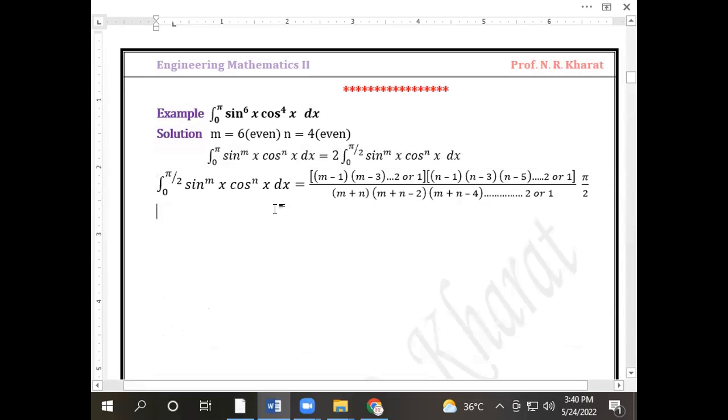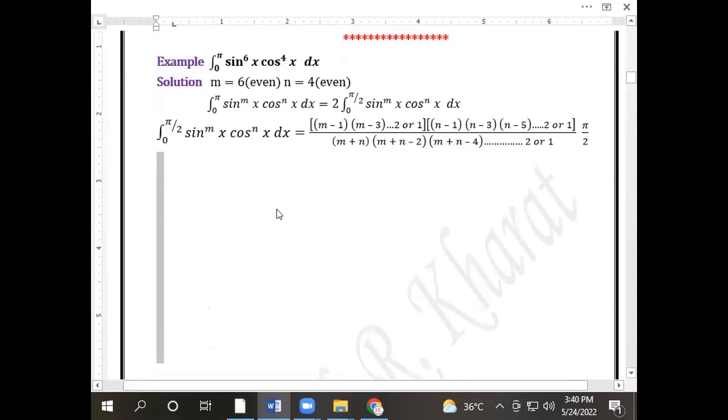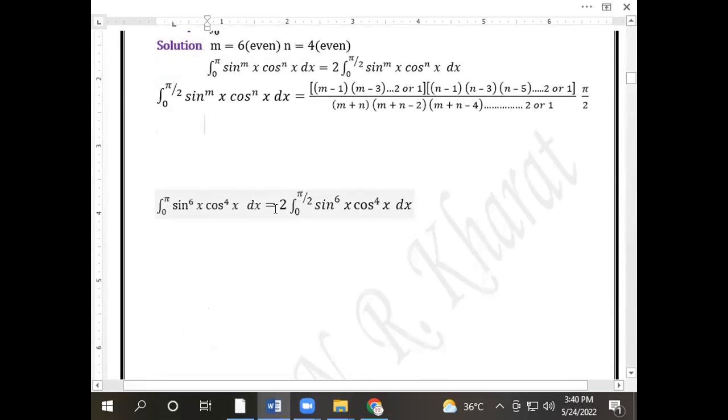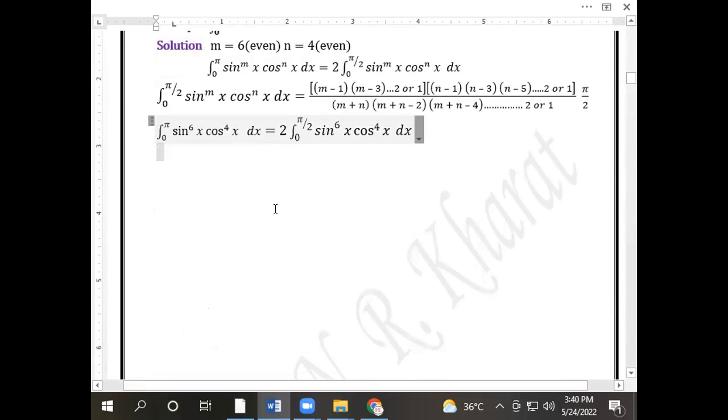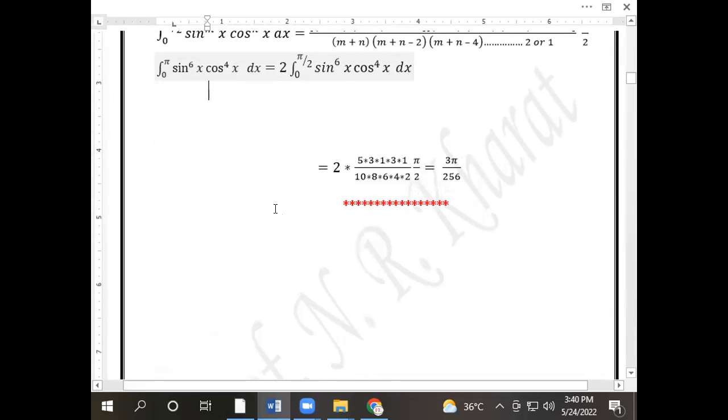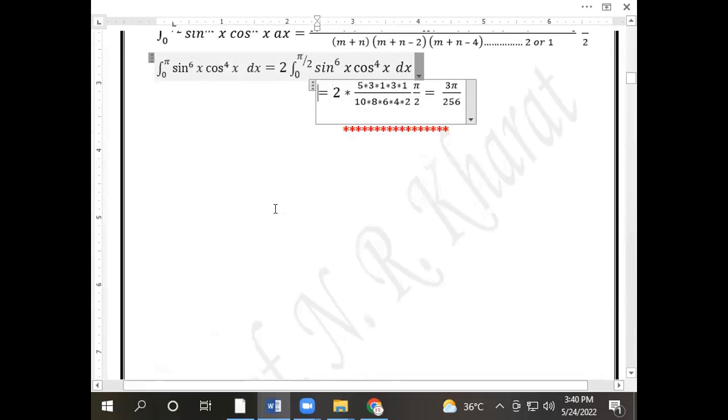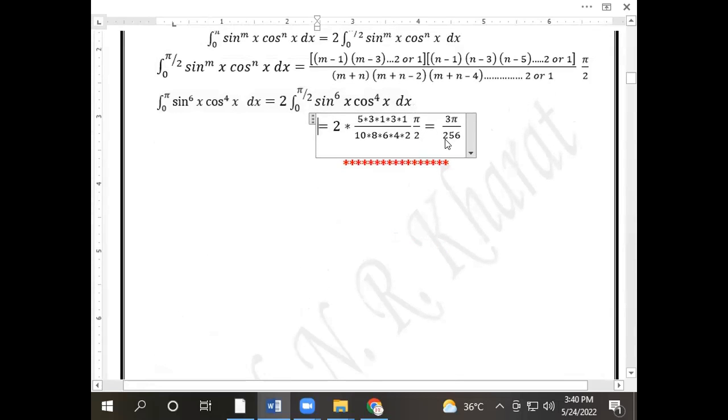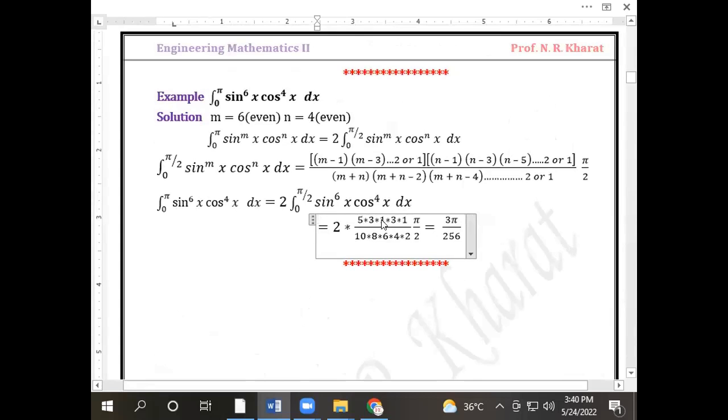This is the formula. And lastly, we can replace the value for m and n. We get a solution. The values for m and n are 6 and 4. Replacing the values, we get a final solution. It is 3 pi upon 256. In this way, we can make the simplification of such integration.